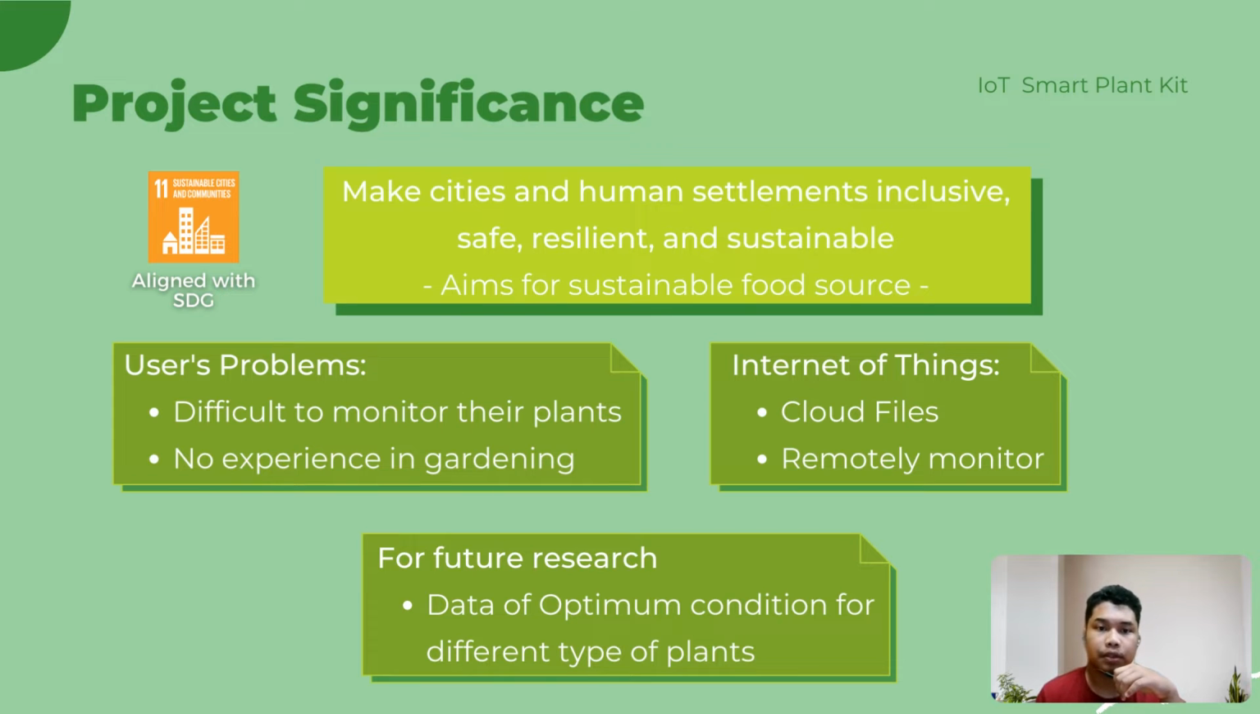This prototype will be beneficial for those who are having difficulty monitoring their plants and people who have no gardening experience yet are interested. These are possible thanks to the introduction of IoT or the Internet of Things, where the data is being collected and saved in the cloud file to the application, allowing users to remotely monitor their plant. This study might benefit future research by providing information regarding the optimal condition for different types of plant.